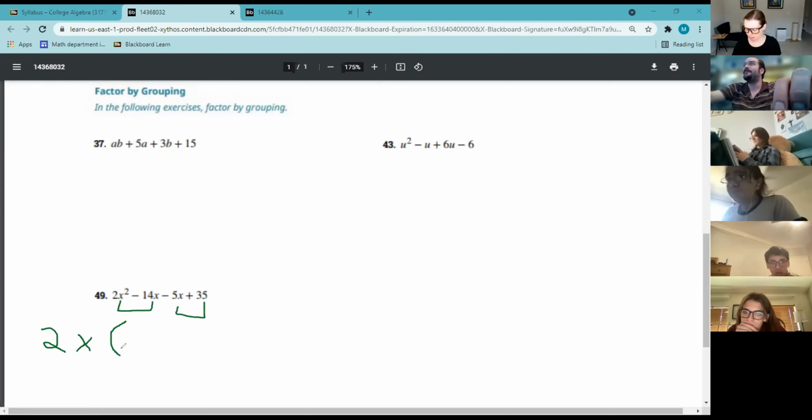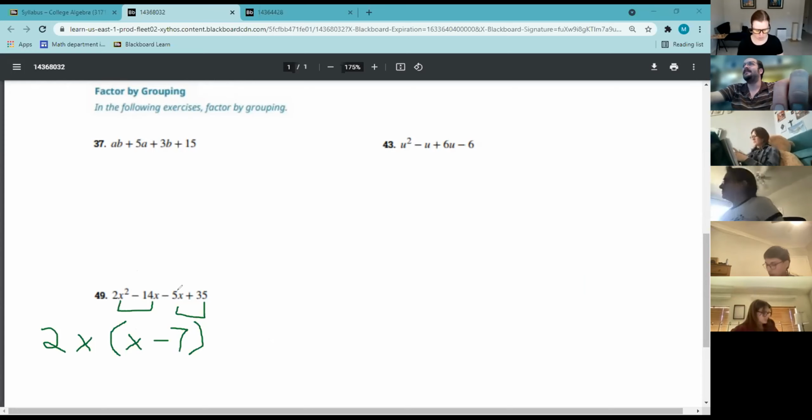And if I take that out from that first term, what am I going to be left with in parentheses? I take 2x squared and divide it by 2x, that gives me x. I take minus 14x and divide it by 2x. The x divided by the x, there's no more x's. I do 14 divided by 2, which gives me minus 7.